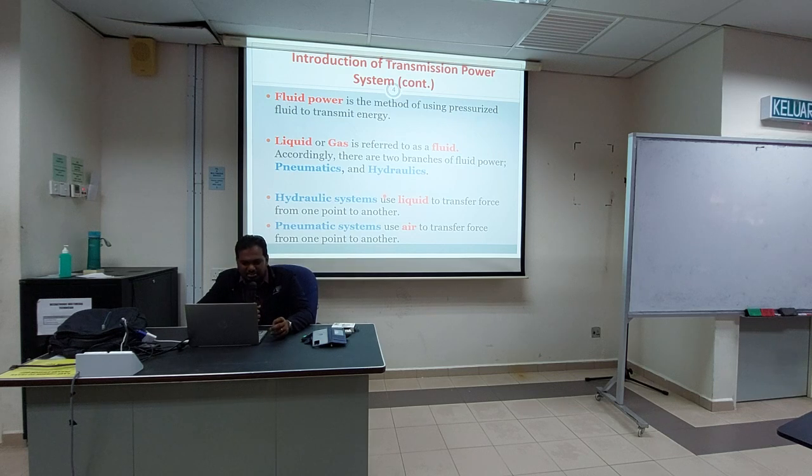Okay, so introduction of transmission power system. Fluid power is a method of using pressurized fluid to transmit energy. Pressurized fluid, fluid tu apa? Ada dua jenis. Satu adalah liquid, satu lagi adalah gas. Gas kalau not pressurized, macam udara dekat sini lah, it's not pressurized. Tapi kalau you letak dalam satu bekas, then you pressurize, macam tong gas, you boleh gunakan untuk buat a lot of things. Sebab itu fluid power adalah method of using pressurized fluid to transmit energy. When you pressurize something, automatically dalam tu dia ada pergerakan molekul, pergerakan zarah. Then you can use it to generate new power.